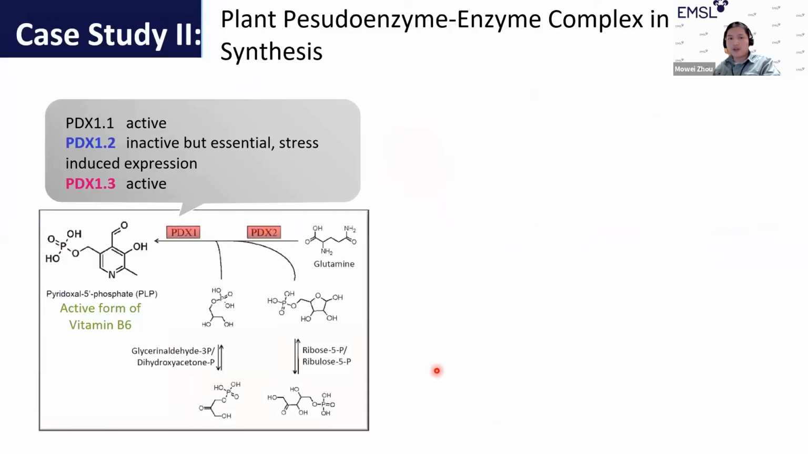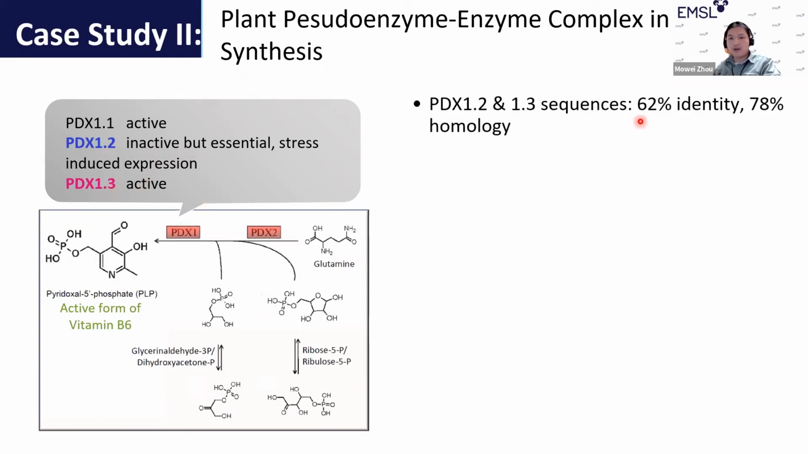So the next example I'll be talking about is the plant pseudoenzyme enzyme complex in vitamin B6 biosynthesis. The pathway of the biosynthesis is here, which involves two families of PDX proteins, PDX1 and PDX2. In this structural study, we're particularly interested in the interaction of PDX 1.2 and 1.3 in this family of proteins. PDX 1.2 is actually an inactive pseudoenzyme that's very homologous to the active enzyme PDX 1.3. They have very high sequence identity and also homology. PDX 1.2, although it doesn't have its own activity, is known to positively regulate PDX 1.3.